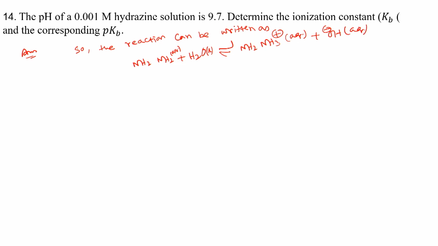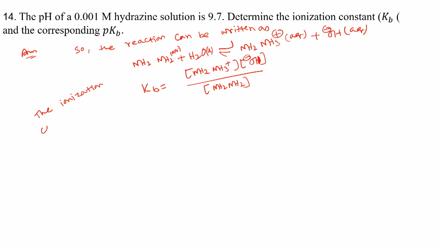aqueous. Now Kb will be the concentration of NH2NH3 plus times the concentration of OH minus, divided by the concentration of NH2NH2. So Kb is the ionization constant of hydrazine. This is the value of Kb.